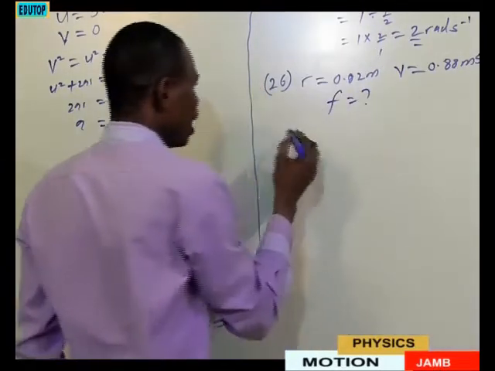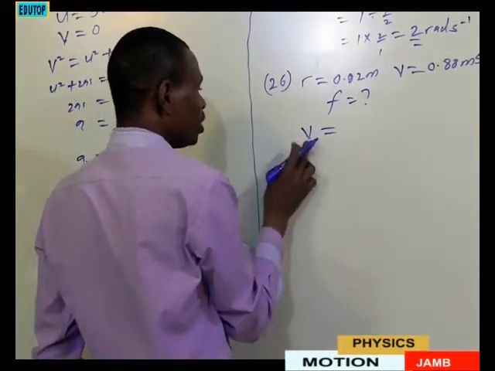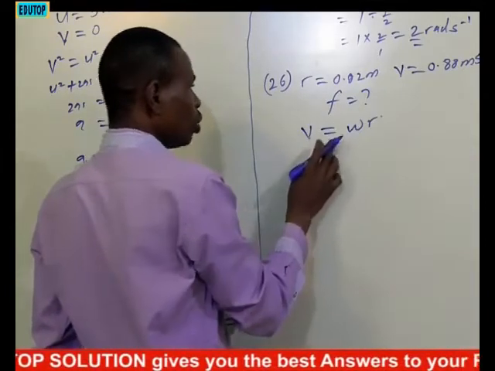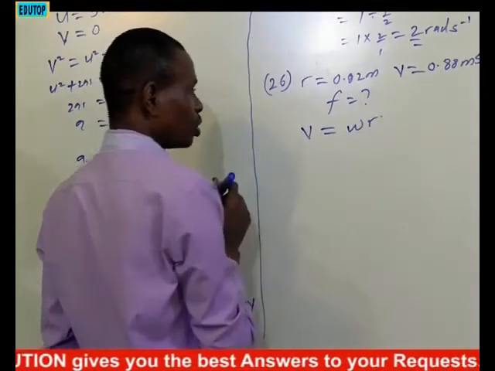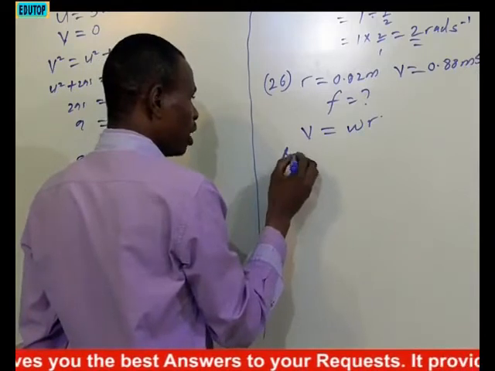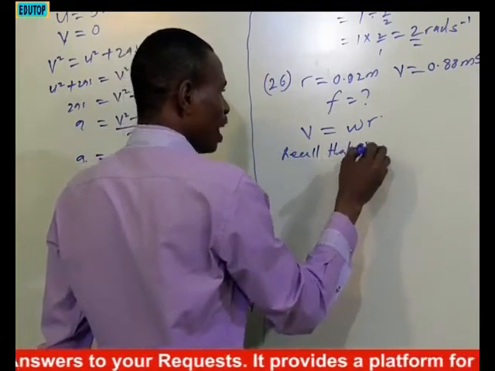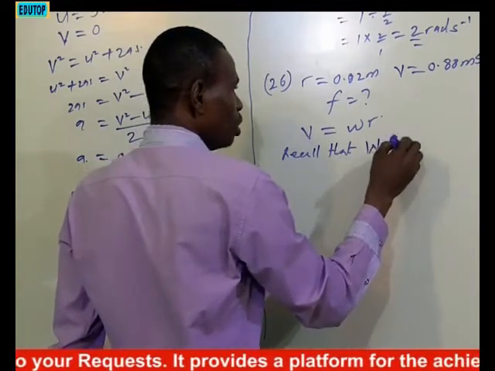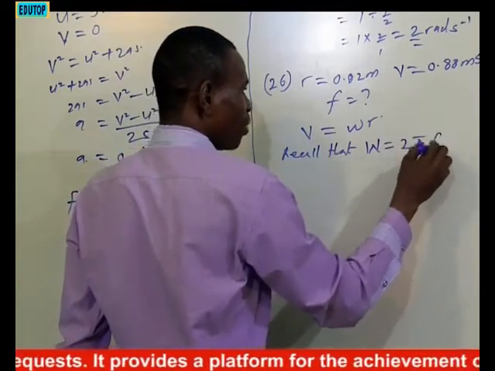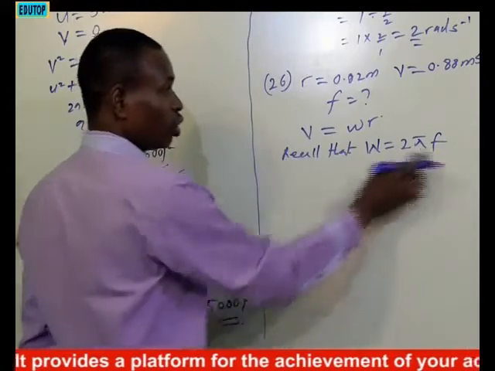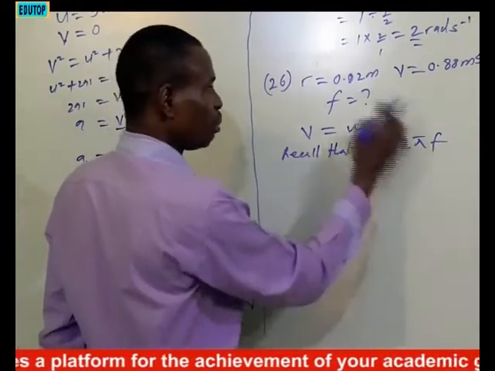We are coming back to the fact that linear speed is equal to angular speed times the radius. But let's recall that angular speed is equal to 2 pi f. Yes, it's equal to 2 pi f. So substitute this back into this.